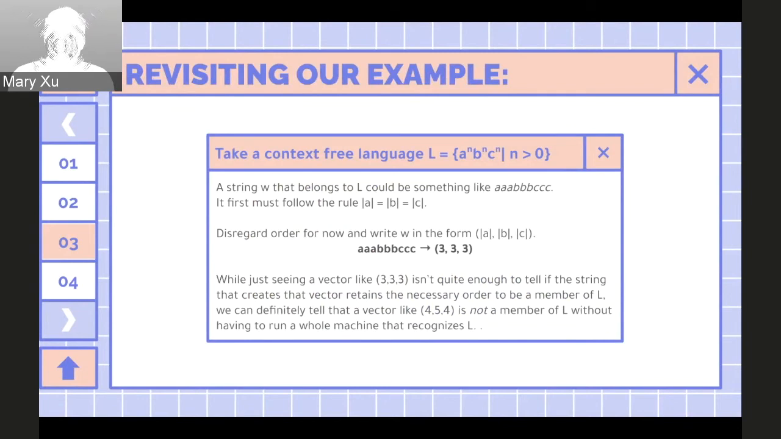So if you take a context-free language L, where it's A^n B^n C^n, where n is greater than 0, you can easily see that this example here, A, B, B, B, C, C, C, is of vector 3, 3, 3. Now, if you have another string that is 4 A's, 5 B's, and 4 C's, then the vector of that would be 4, 5, 4, and you can see that that is not a member of L without having to run the whole machine that recognizes L.